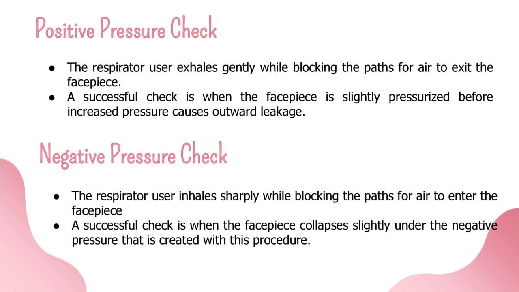For positive pressure check, the respirator user exhales gently while blocking the path for air to exit the face piece. A successful check is when the face piece is slightly pressurized before increased pressure causes outward leakage. For negative pressure check, the respirator user inhales sharply while blocking the path of air to enter the face piece. A successful check is when the face piece collapses slightly under the negative pressure that is created with the procedure.